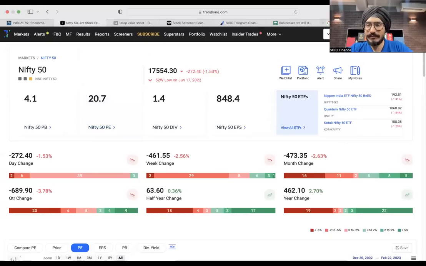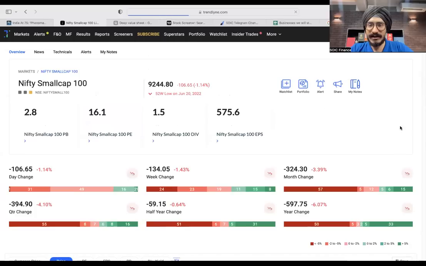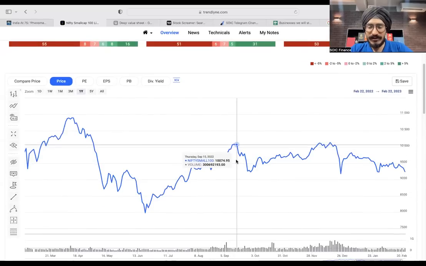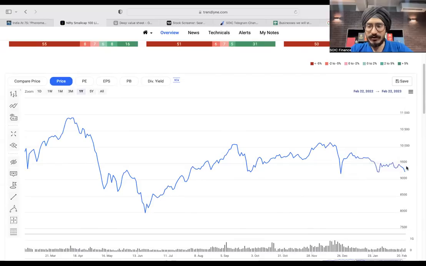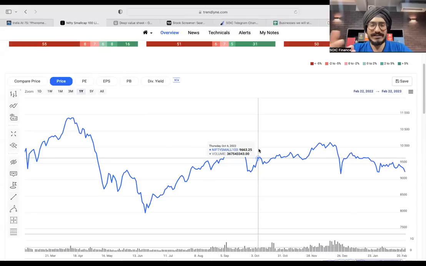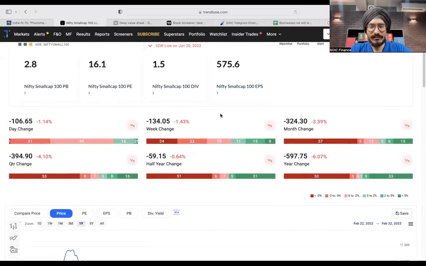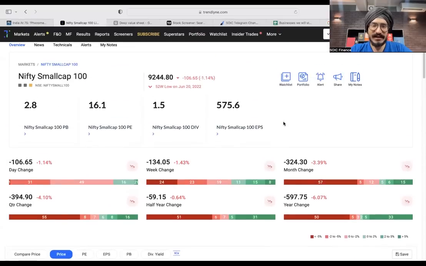Similarly, अगर आप Nifty small cap और mid cap पे आएंगे, तो Nifty small cap 100 पे अगर आप देखेंगे तो actually the PE has fallen to 16 times, and the correction from the peak has been from 10,890. It has fallen to almost 9,244. So almost 10 or 15% type correction इस time पे Nifty small cap 100 में हुआ है. Similarly, mid cap के अंदर भी 10 to 15% के आसपास there has been a correction on Nifty mid cap as well. So I think year changes -6% के आसपास.